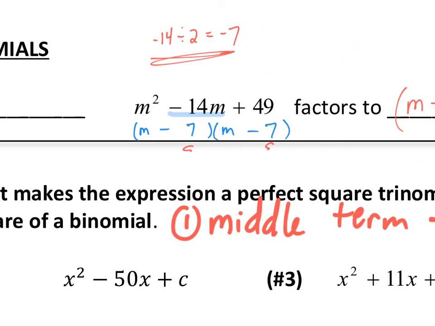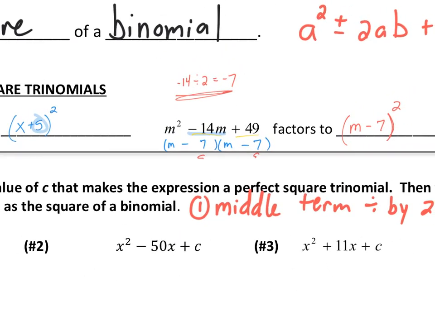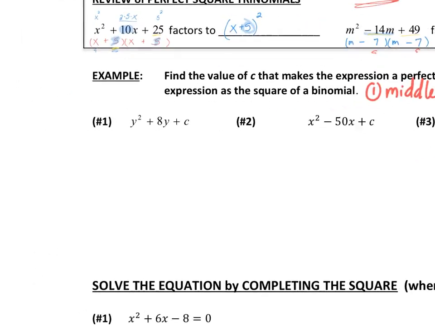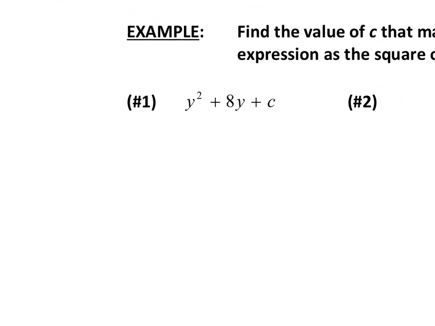Look at the next one. What's negative 14 divided by 2? Negative 7. And what's negative 7 squared? 49. So you take that middle term divided by 2 and then square it. So number 1. To get c, we're going to take the middle term, so 8 divided by 2, and you would get 4. All right? That's step 1.